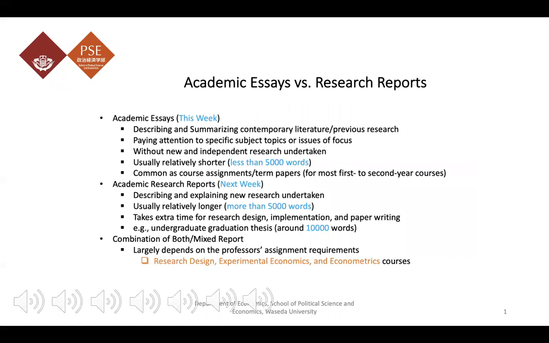So for this week, we're going to talk about how to write academic essays, which are short and less than 5,000 words. Normally, for this type of academic essay, what we do is summarize some existing knowledge and information pertaining to a specific topic, such as the topics that we've been learning from a specific lecture in a course.